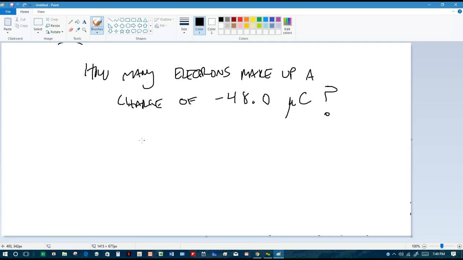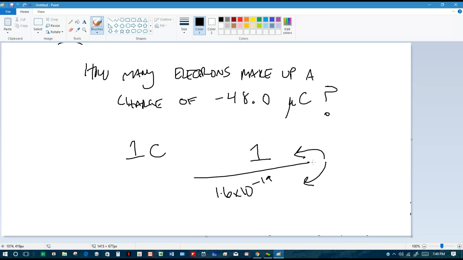Remember before we said how many electrons it would take to make 1 coulomb? We took the number 1 and found out how many electrons, because each electron has a charge of 1.6 times 10 to the minus 19. So it means how many of this fit into this. How can we do it if the number is not 1, but 48 microcoulombs? We can write 48 times 10 to the minus 6 coulombs. This is the total charge.